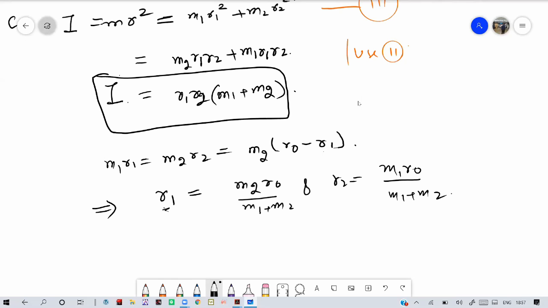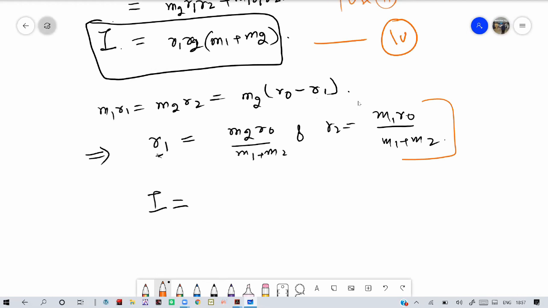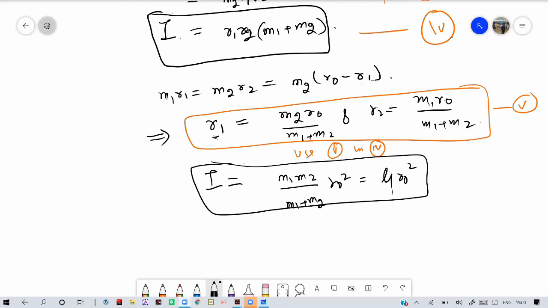I can then write I is equal to, putting in the values of r1 and r2 here. Let this be 4 and this be 5. So when we use the fifth in the fourth, we are simply putting in the values of r1 and r2, and you will find that I is equal to mu r0 square, where mu is equal to m1 m2 divided by m1 plus m2. You have all done this, actually there was no need to do it, and it's called the reduced mass of the diatomic molecule.